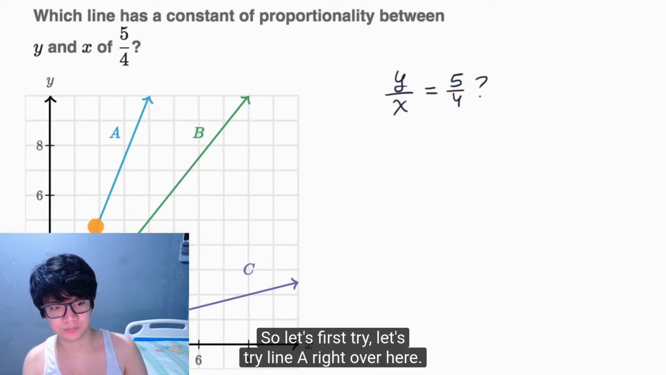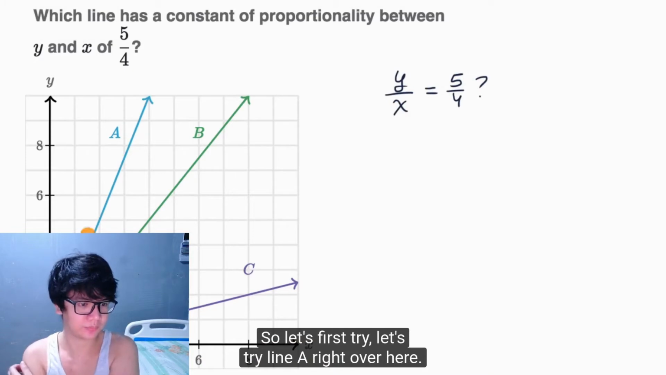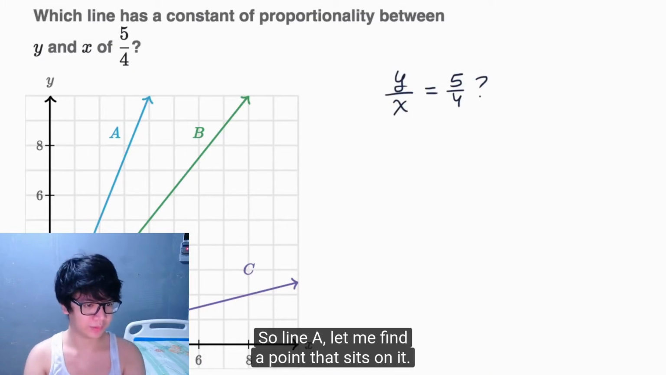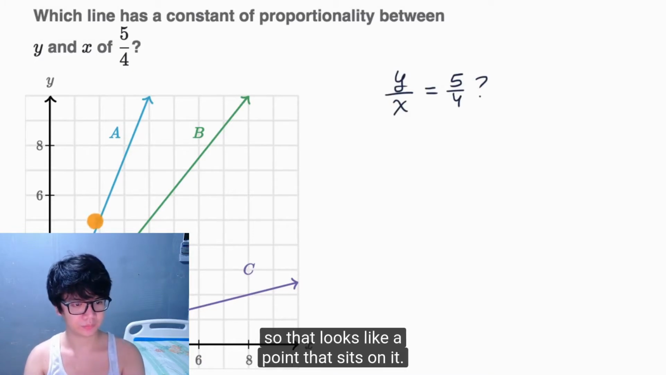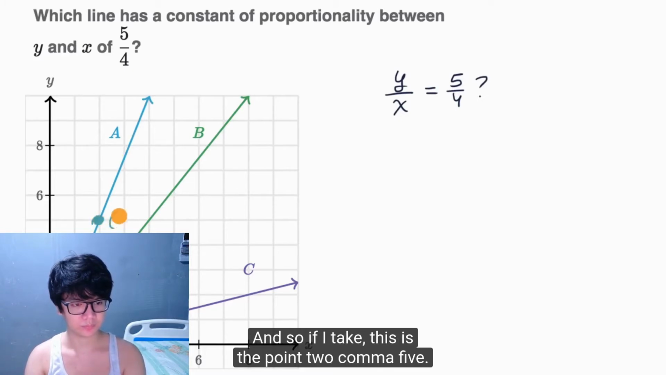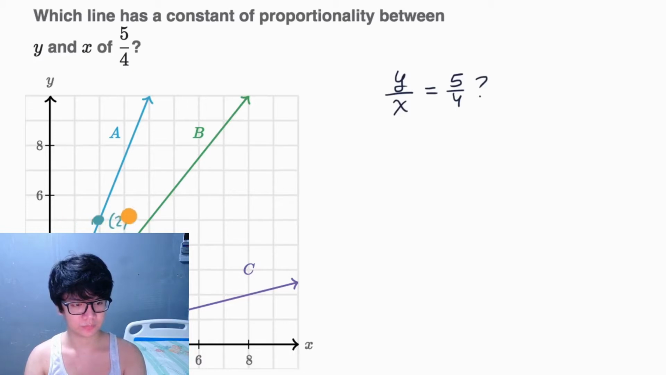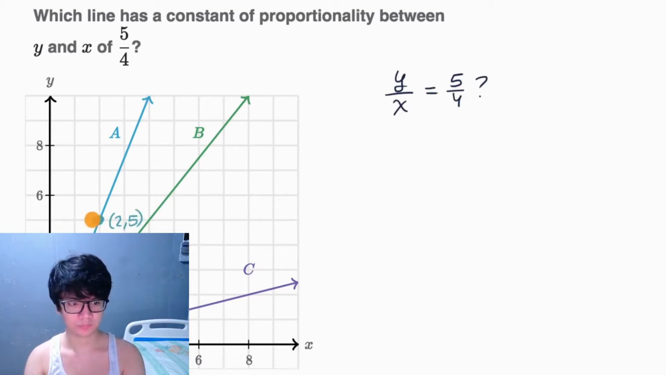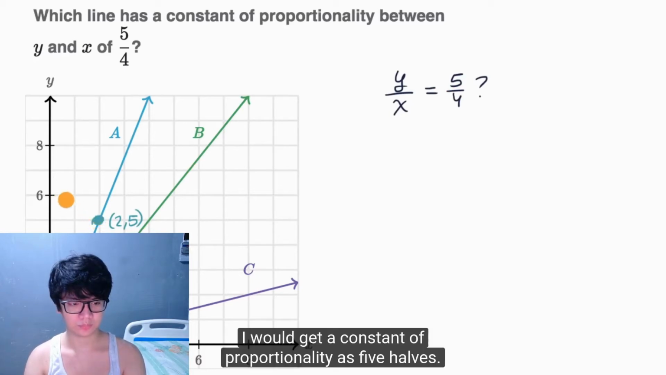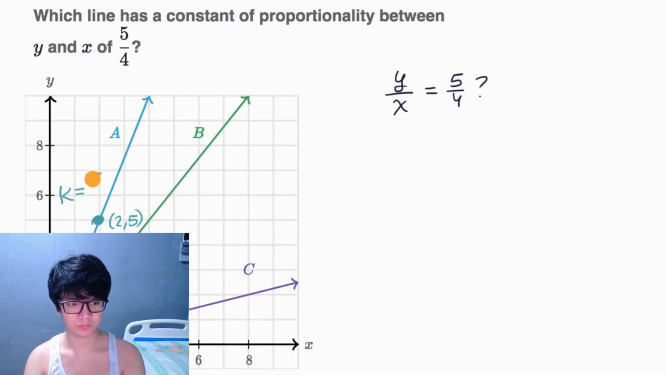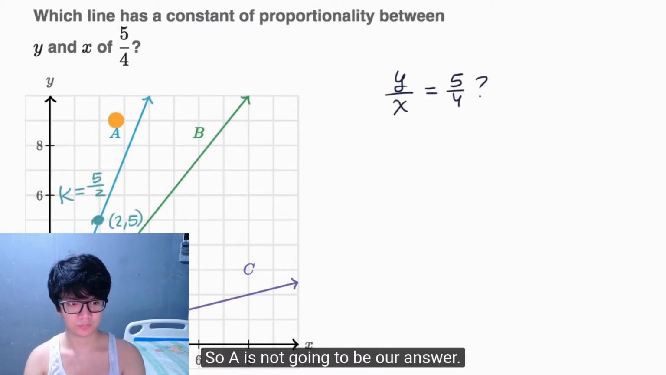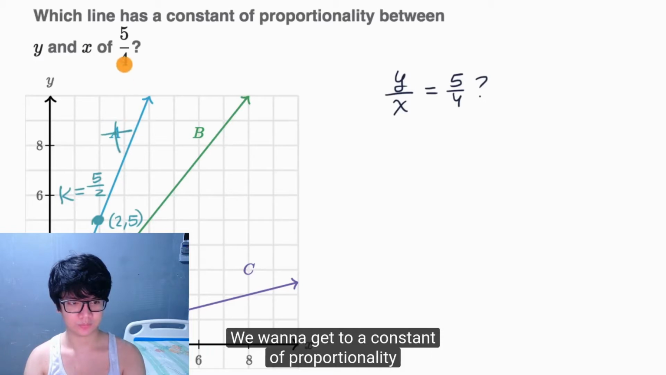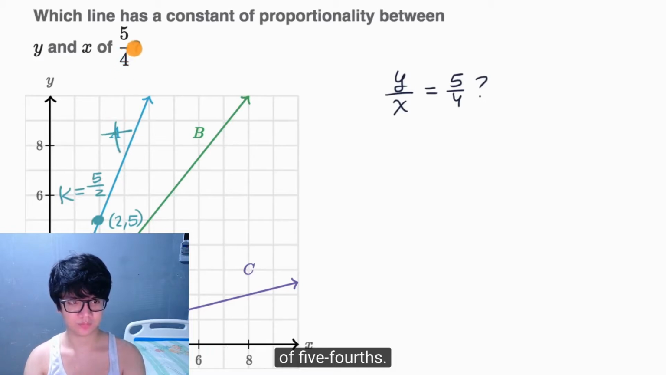So let's first try line A right over here. Let me find a point that sits on it. That looks like a point that sits on it. This is the point 2 comma 5. And so if I took y divided by x, I would get a constant of proportionality of 5 halves. So A is not going to be our answer. We want to get to a constant of proportionality of 5 fourths.